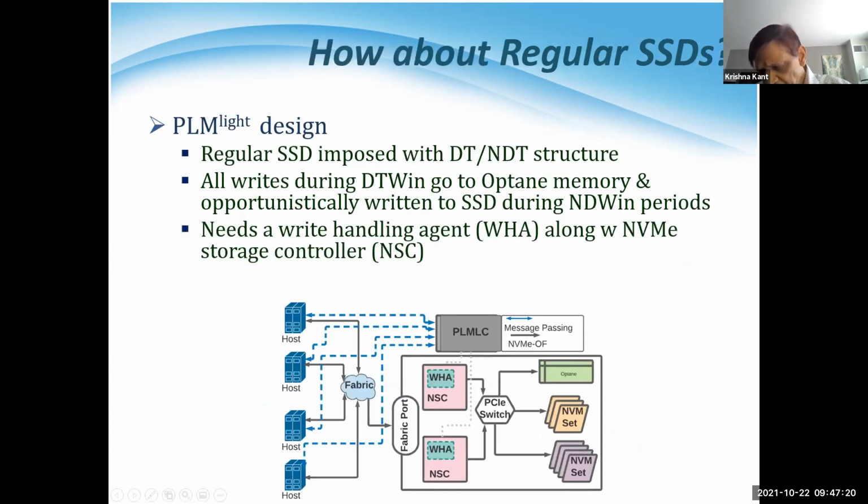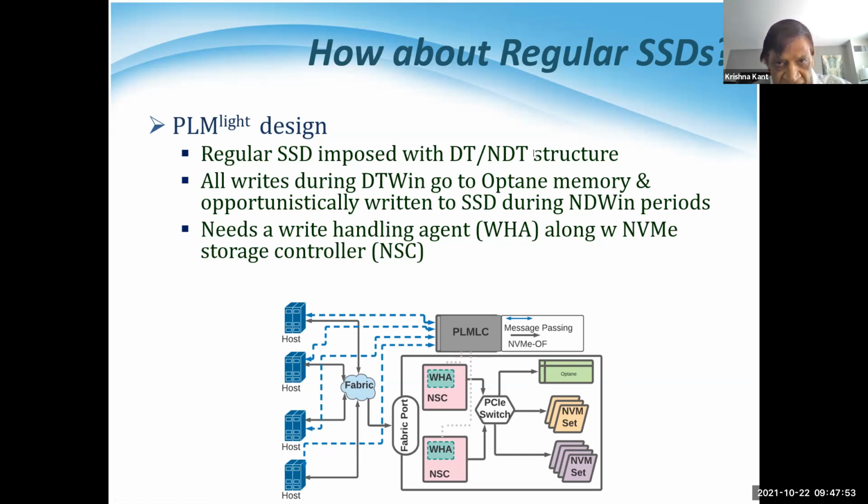So now we ask an interesting question here. Unfortunately, this deterministic, non-deterministic feature is still not available in commercial SSDs. And then there is a whole installed base of SSDs out there. So what are we going to do about that? Obviously, we're not going to rip them out and replace them with these new fancy SSDs whenever they come out.